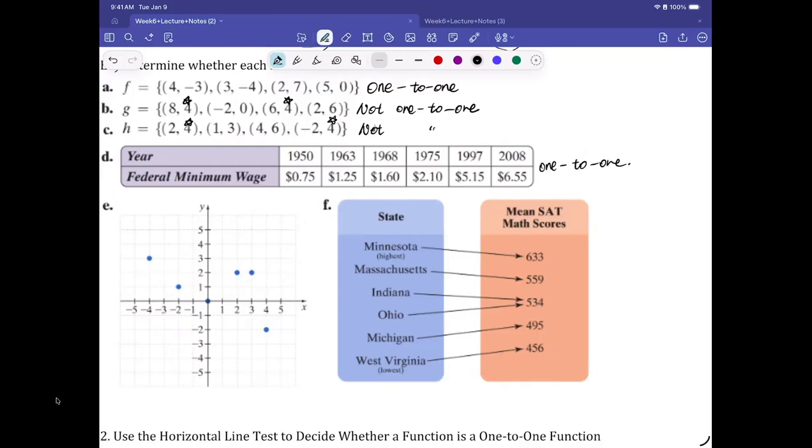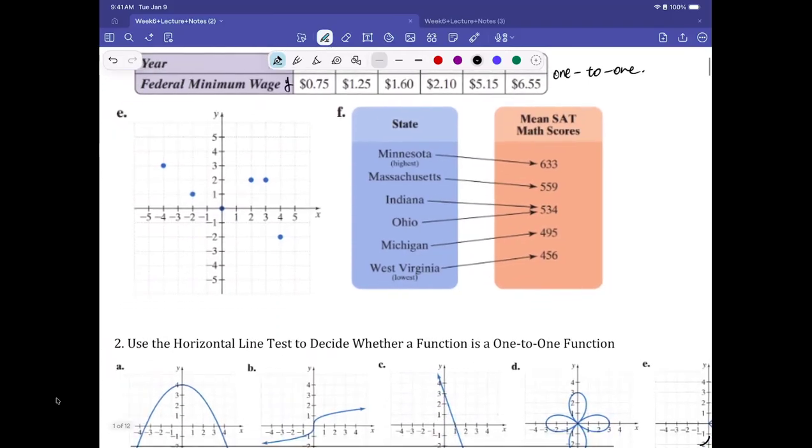Each x corresponds to only one y value, and each y value corresponds to only one x value, right? This is x, and this is y, right? What about letter E? Is it 1-to-1 or not 1-to-1? What do you think?